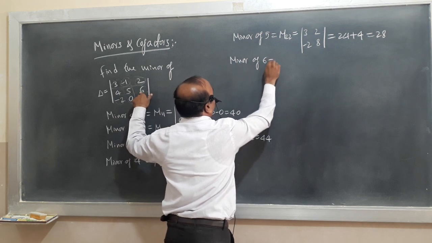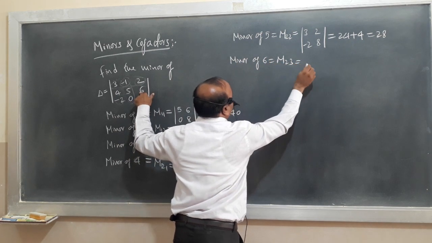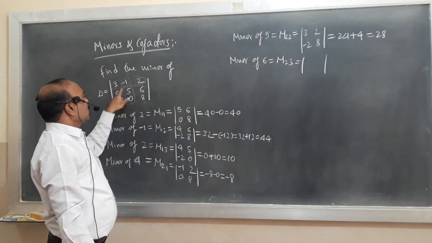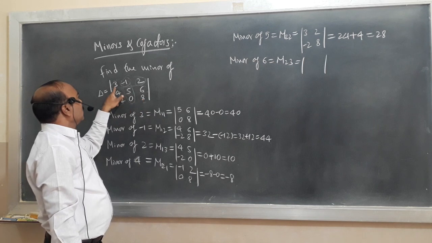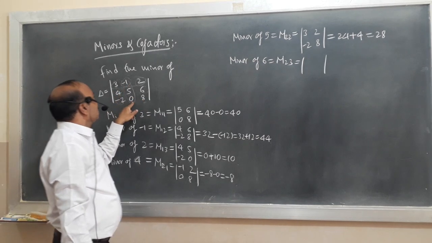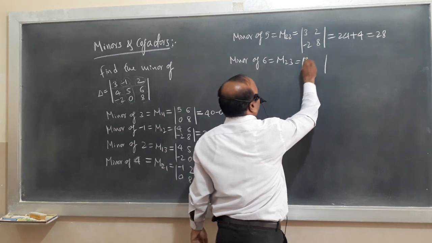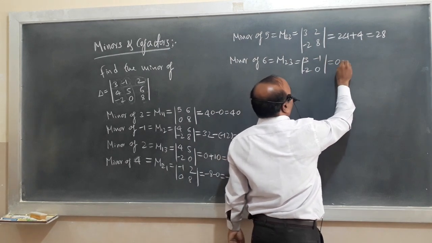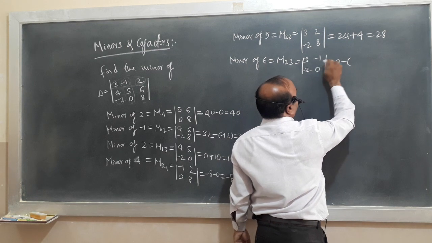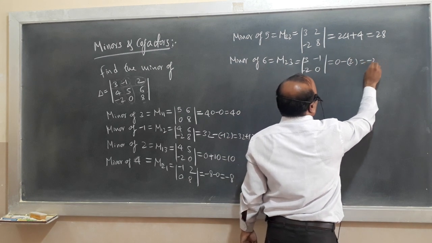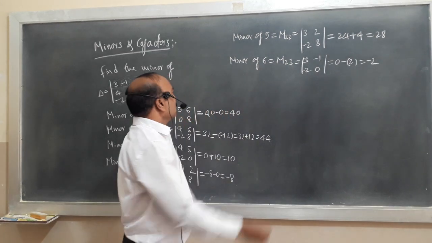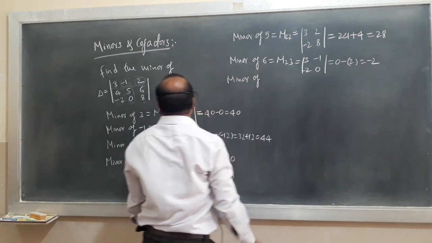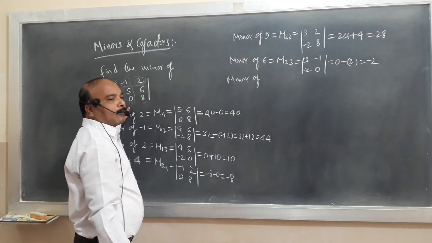Now we go for the minor of 6. Minor of 6 equal to M23. It is given by the determinant. By deleting this row and this column, we get 3, minus 1, minus 2, 0. So the answer is 0 minus of 2, minus 2 into minus 1 is plus 2. Answer is minus 2.